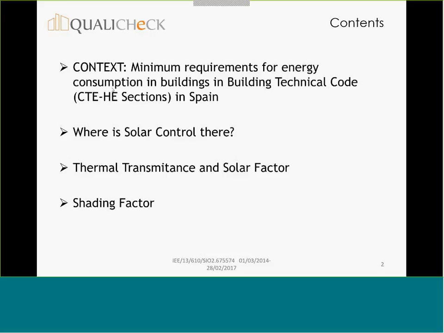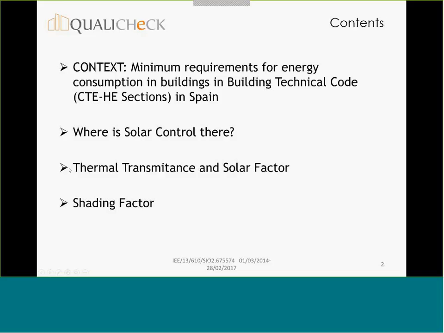First, we will speak about a context. What are the minimum requirements for energy consumption in buildings in the building technical code? Only the energy sections here in Spain. Then we will realize that there isn't any mention to the solar control there. So where is solar control there? I will make some comment.